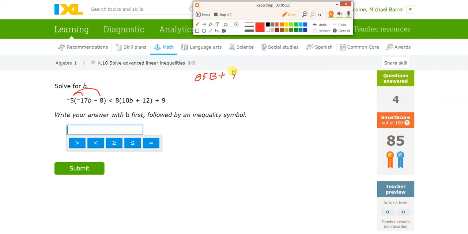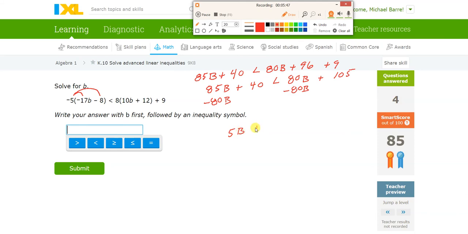plus 40 less than 80b plus 105. There's the distribution plus 9. Let's combine some like terms now. So I've got 85b plus 40 less than 80b plus 105. Let's subtract 80b from both sides. That's going to give me 5b plus 40 less than 105.